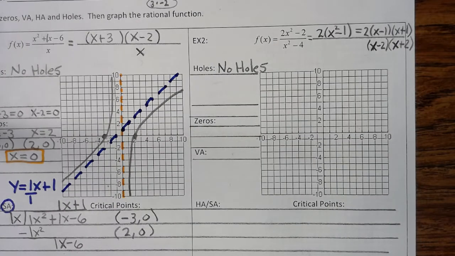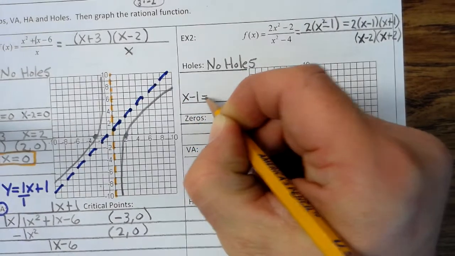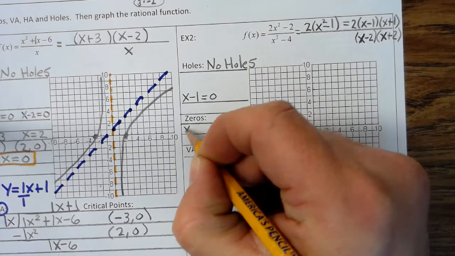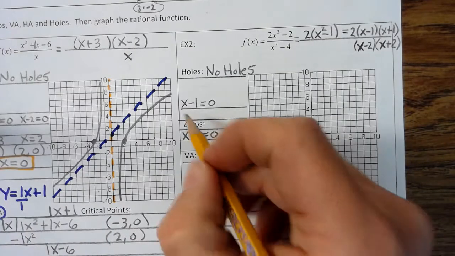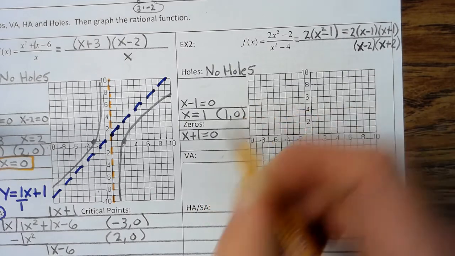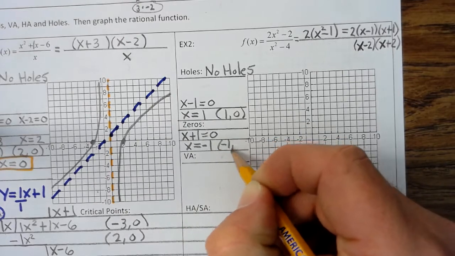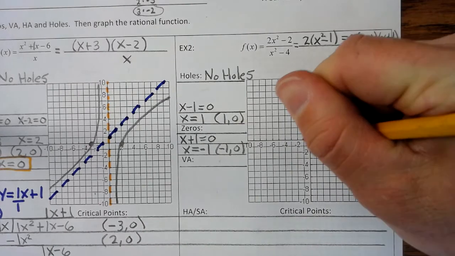Okay, now for the zeros, we set the numerator equal to 0, so you have x minus 1 equal to 0, and x plus 1 equal to 0. So you add 1 to both sides, so you get x equals 1, so you have the point (1, 0). And here you subtract 1 from both sides, so you get x equals -1, and you have a point at (-1, 0). So let's go ahead and graph those. So (1, 0), (-1, 0).